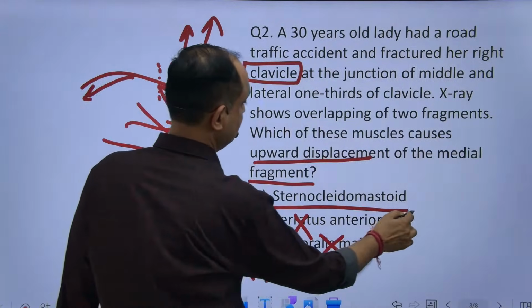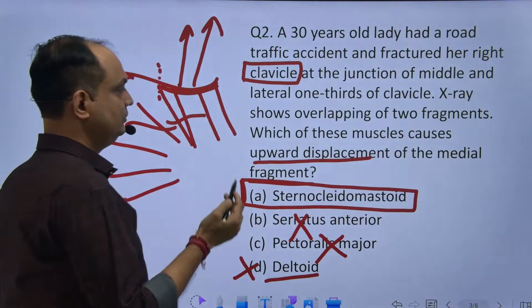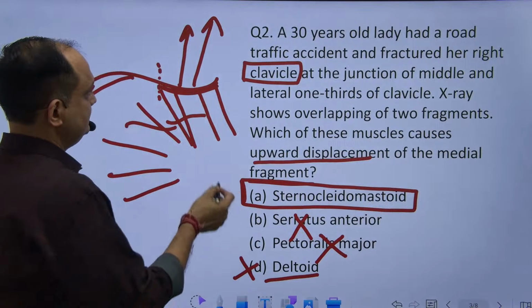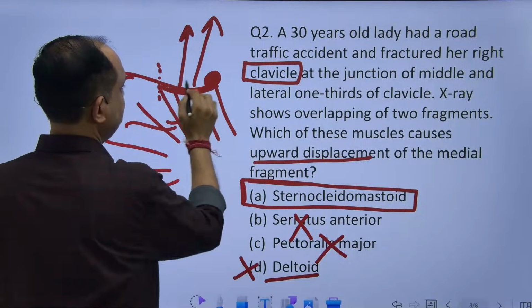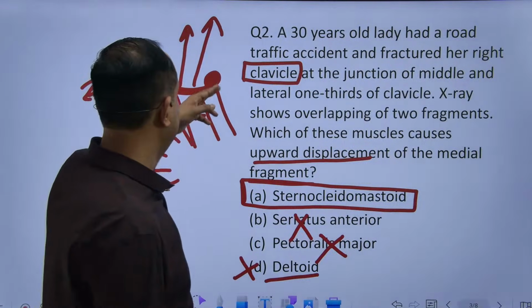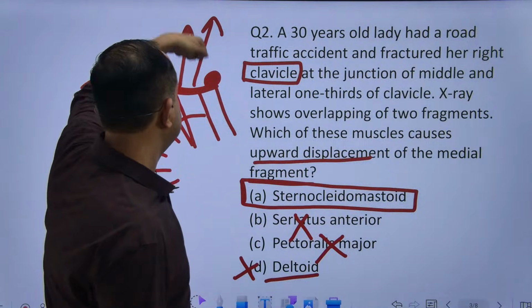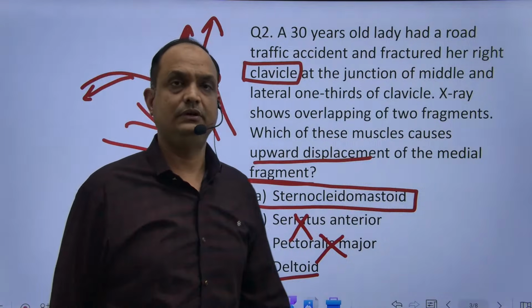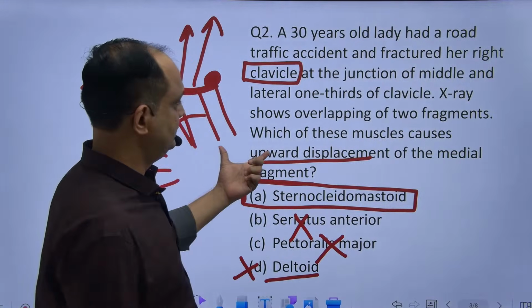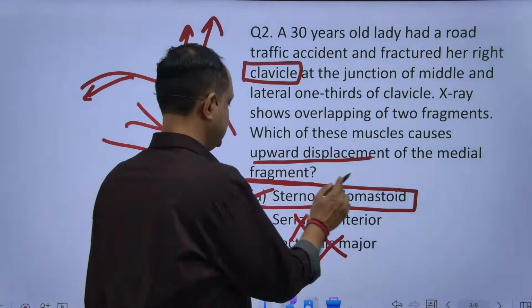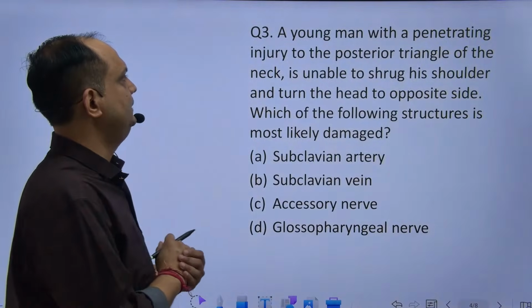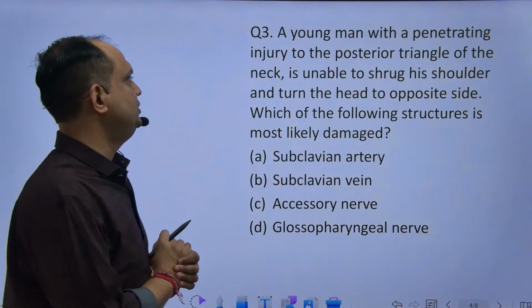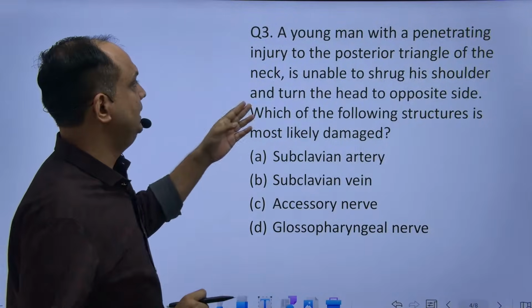So answer is sternocleidomastoid. Now the other way to answer this question, you know that sternocleidomastoid has sternal fibers which arise from this medial side of the clavicle. So whenever the fracture is there, some contraction of the sternocleidomastoid is definitely responsible for this displacement. So answer is sternocleidomastoid.